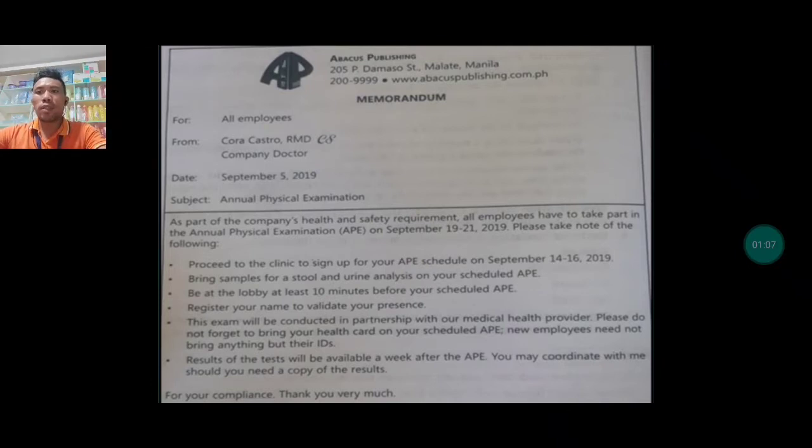As part of the company health and safety requirements, all employees had to take part in the annual physical examination, APE, on September 19, 2019. Please take note of the following.